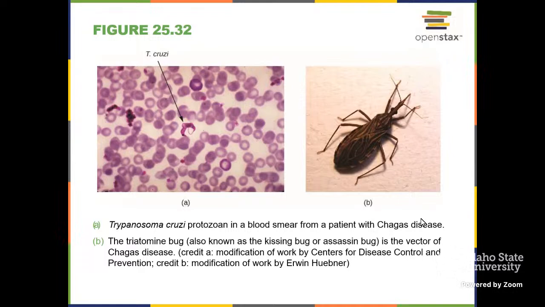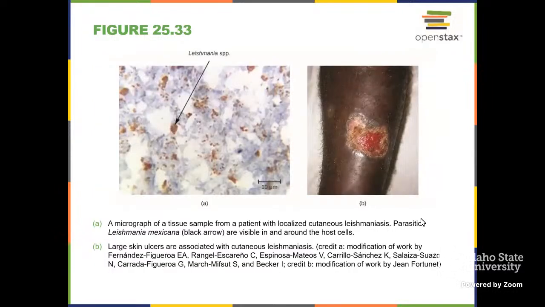These guys are nocturnal. They're attracted to carbon dioxide, hence the name kissing bug. They crawl up onto your face while you are sleeping. They take a blood meal close to your mouth, and that's how you potentially get infected with it. Kind of crazy.